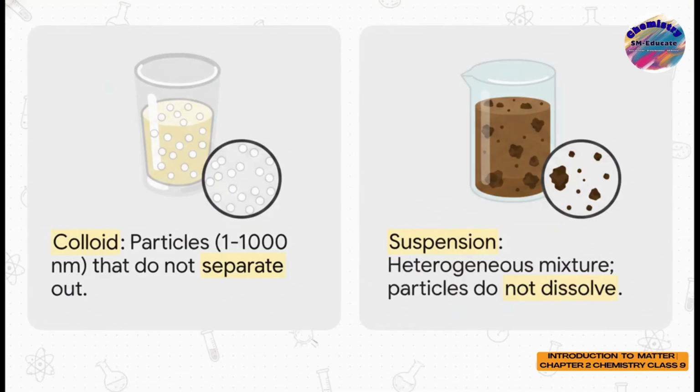But hey, what happens when things don't dissolve perfectly? Well, if the particles are between 1 and 1,000 nanometers in diameter, so they're large enough to scatter light but still small enough that they don't separate out and settle at the bottom, that is a colloid. But if we're dealing with a heterogeneous mixture where large solid particles are just spread out throughout a liquid without dissolving at all, like a glass of muddy water, that is called a suspension.